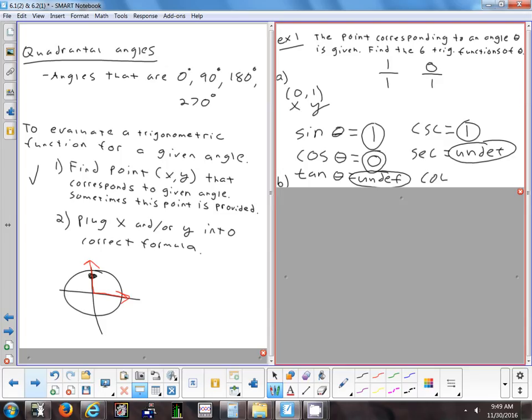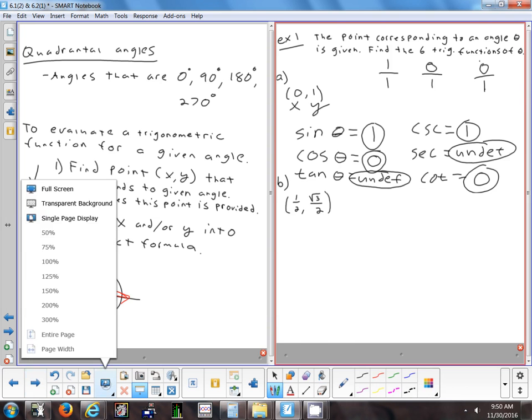And your cotangent stays. Well, this was undefined, right? It was 0 over 1. So when you flip it, now you end up with this: 0 over 1. So that's 0. So the point is, when you flip 0, you get undefined. When you flip undefined, you get 0. That's the only special case. You just have to be careful when you divide by 0.